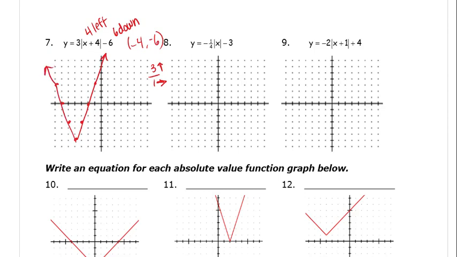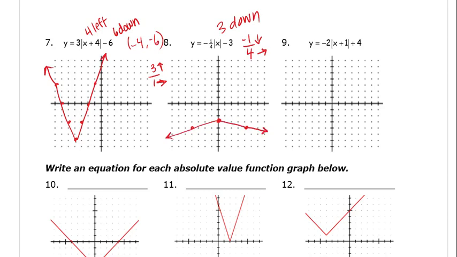Number 8. Nothing on the inside, but that minus 3 is telling us to go 3 down. So I'm starting at 0, negative 3. That negative 1/4, remember, stick that negative with the top number usually, because that's going to tell you to go down 1 and 4 to the right. And this one I think we can only do 3 points. Okay, and a very fat V.